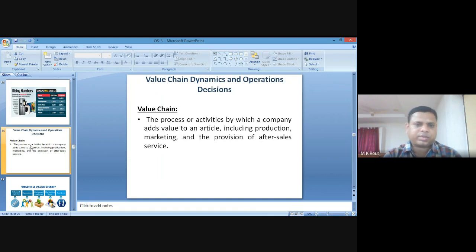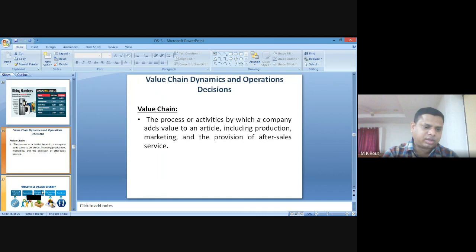Here, the concept in the case of supply chain management system, and your sourcing management or operation strategy management, in that case, what will happen? The value chains are very much similar, because these add some value to a product, whether it be production, marketing, or after-sales service.